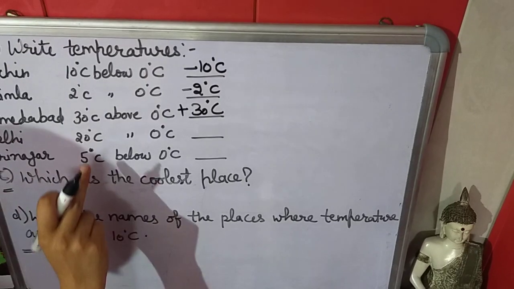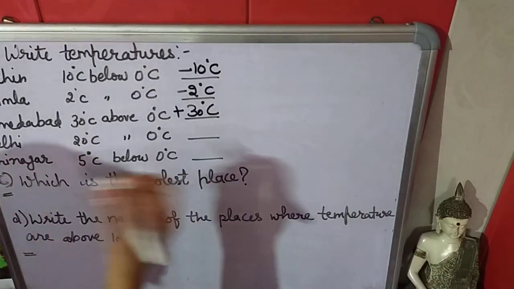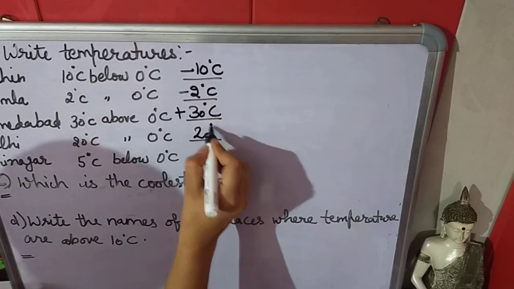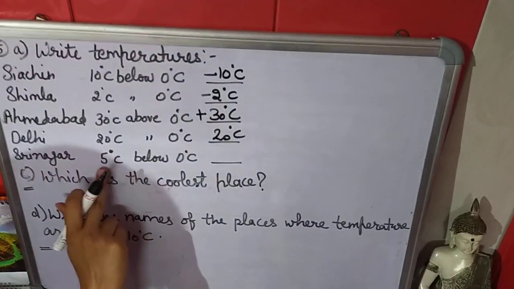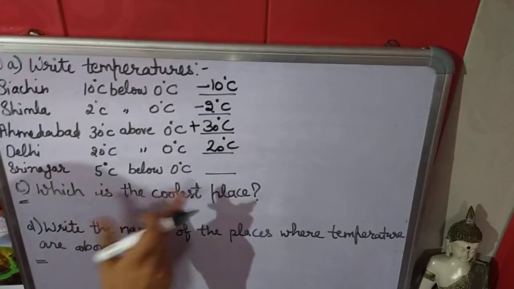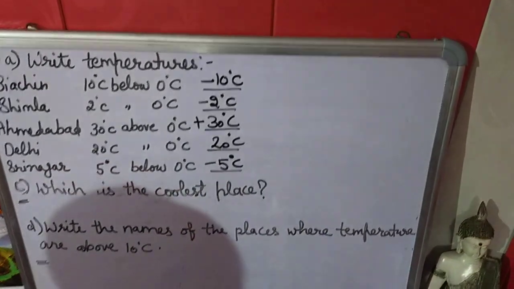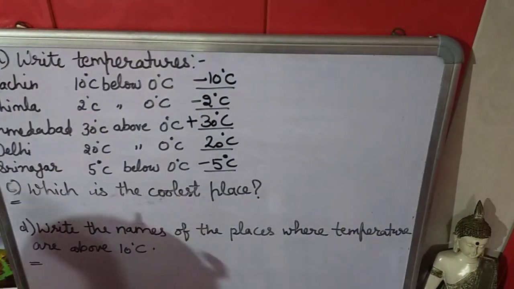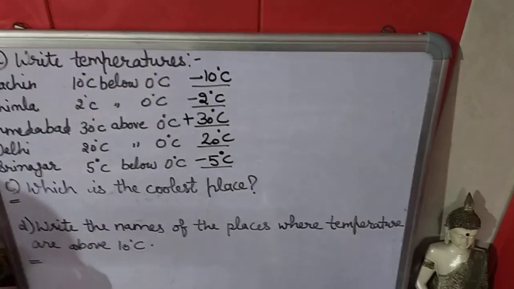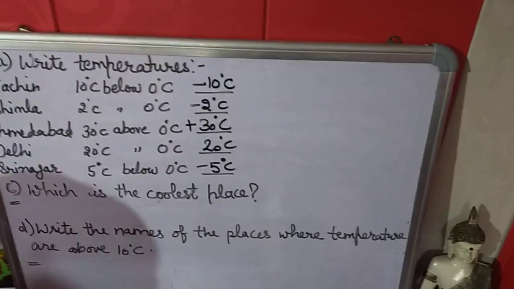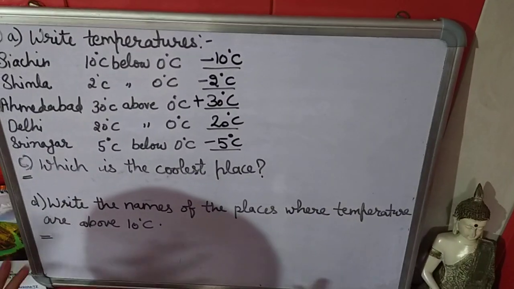Now Delhi temperature is 20 degree Celsius above 0. It is also above 0, so it will be 20 degree Celsius. Srinagar temperature 5 degree below 0. So it is less than 0, so it will come with negative integer, minus 5 degree Celsius. Now B part is homework. Okay. Now look at the C part. Which is the coolest place? Coolest, the coldest place.